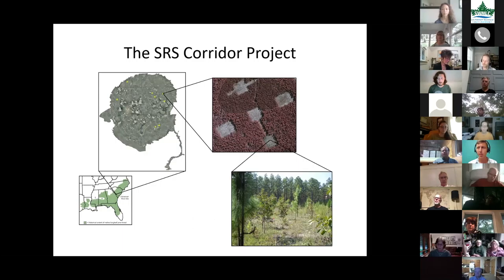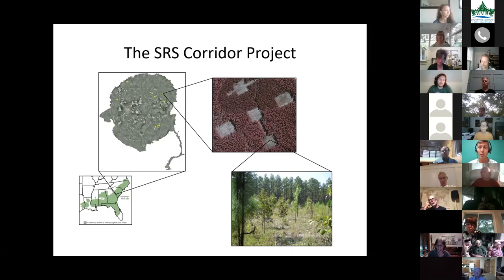And what the corridor experiment has done is created a set of fragments by clearing dense pine plantations and restoring those openings for the historic longleaf pine savanna. And this is an ecosystem that we might think of as being analogous in a lot of ways to oak savannas. Sparse canopy, fire maintained, tremendous diversity of understory plants and a variety of animals depending on these savannah conditions. So we've been working now for 20 years to restore these openings to longleaf pine savanna. And this is a huge experiment.